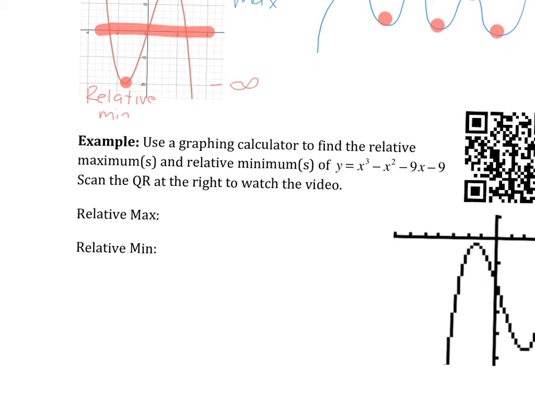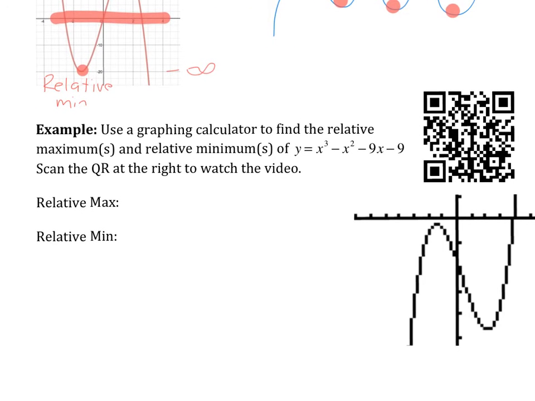So what I would like you to do is pull out your TI calculator. If you have a QR code reader on your device, please go ahead and scan that. Otherwise, go to airmath.net. Select today, and then select the video to watch, just to show you how you're going to use your calculator to find the relative max and the relative min. You do have to enter this function into the calculator, and probably adjust your window as well.